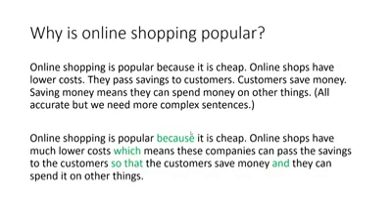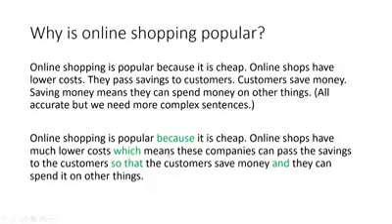Online shopping is popular because it is cheap. Online shops have much lower costs, which means these companies can pass the savings to the customers so that the customers save money and they can spend it on other things. So the words in green here are conjunctions. All right. So you're probably looking at this paragraph and thinking, this is not very complex. Why is he teaching us this? These are complex sentences. All right.